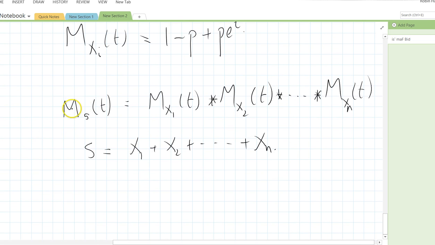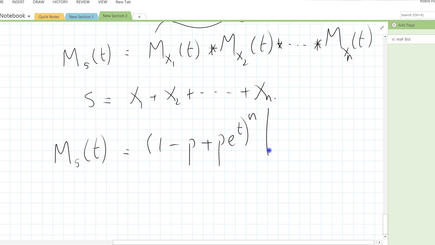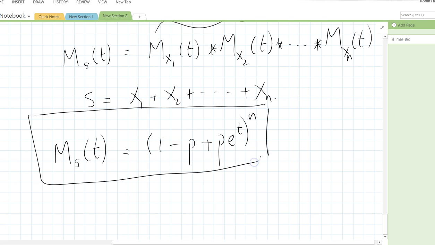Okay, so we're going to get the moment generating function of the sum, which is what we want. This is the moment generating function of the binomial, equals, well, it's just the product. It's just the moment generating function of all the separate ones all multiplied together. So it's 1 minus p plus p e to the t, to the power n, because we've got n terms here. So when we write it all out, we knew that anyway.